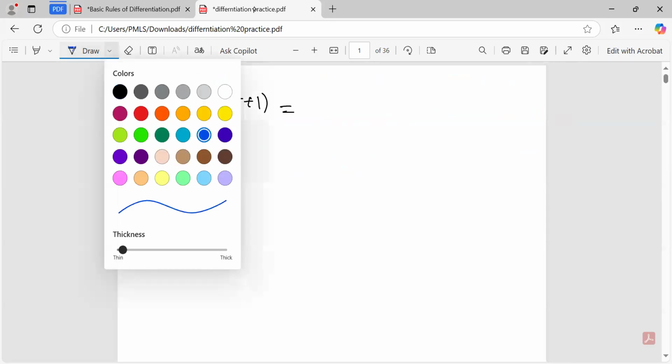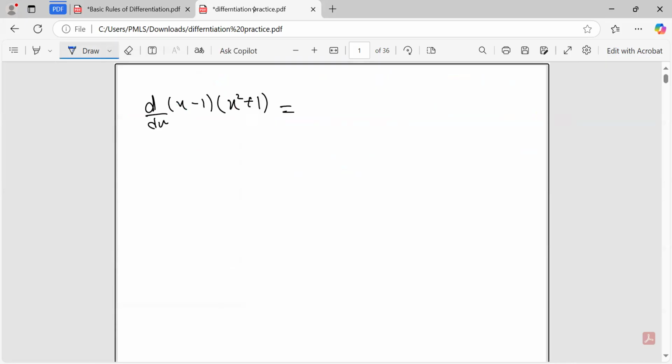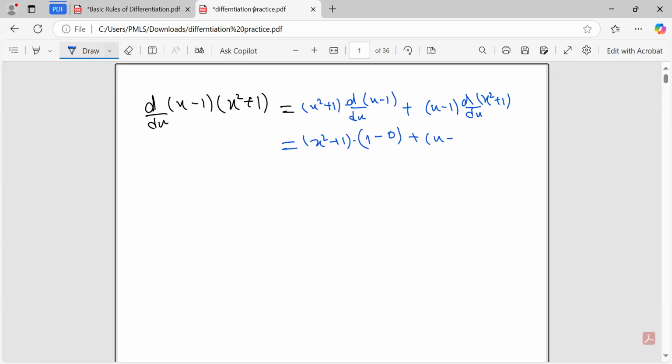Here you will apply the product rule, because there are two functions in a product form. x square plus 1 will be as it is, take the derivative of x minus 1, in between a plus sign, then x minus 1 will be as it is, take the derivative of x square plus 1. So we get x square plus 1 as it is, and derivative of x minus 1, derivative of constant 0, gives 1, plus x minus 1, and derivative of x square by the power rule will be 2x, and derivative of constant will be 0. So the final answer will be x square plus 1 times 1 plus x minus 1 times 2x.